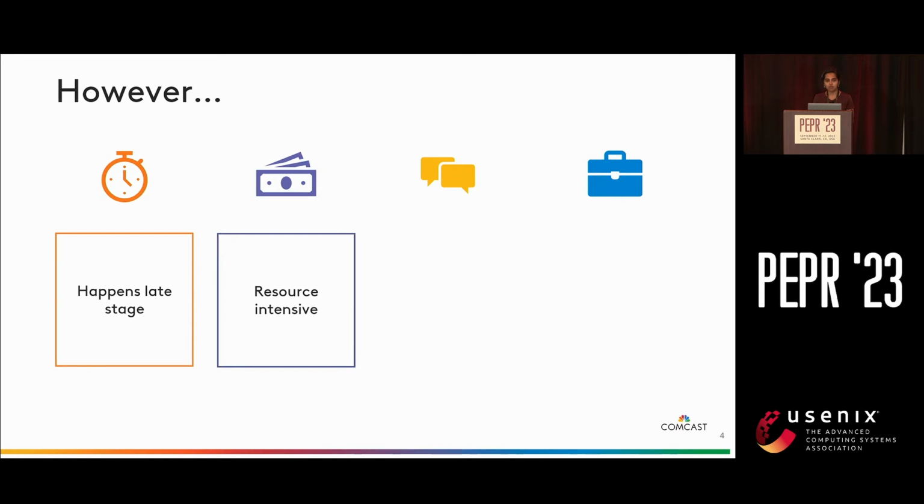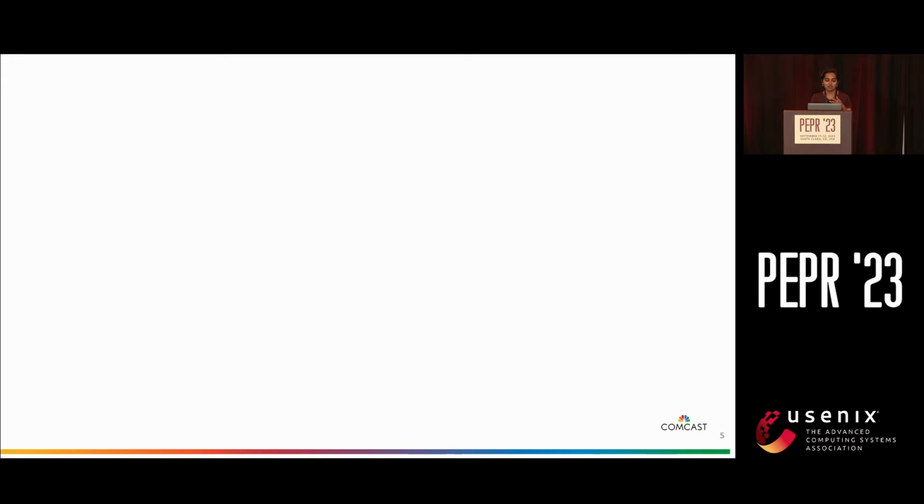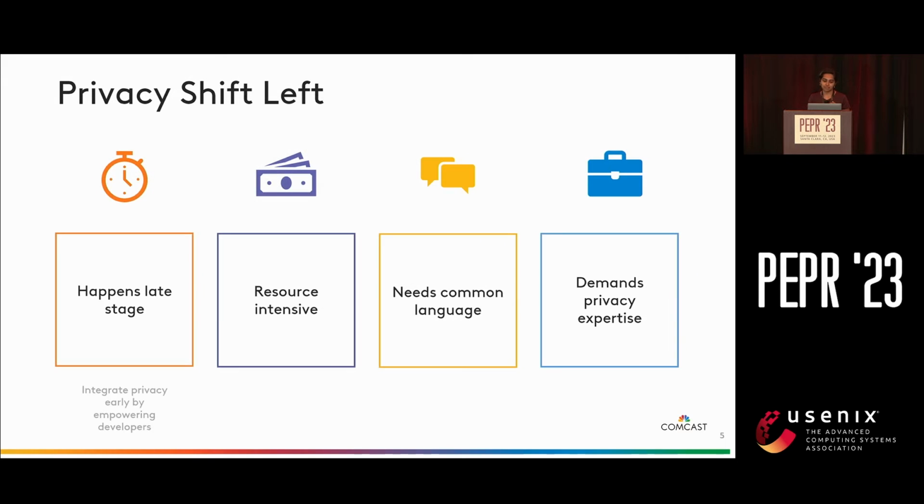However, when we do a privacy threat model, it typically happens late stage in an application. If you don't have a mature privacy program, it typically happens after an application is developed. It's resource intensive, so you need privacy engineers and operational people who can speak to what the privacy threats are. We need a common language, because in an organization there are so many different kinds of applications with completely different use cases, we need a common language to understand that these are the privacy threats that can happen. And consequently, that requires a degree of privacy expertise.